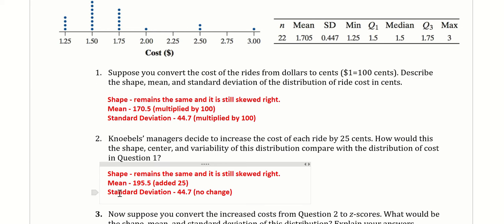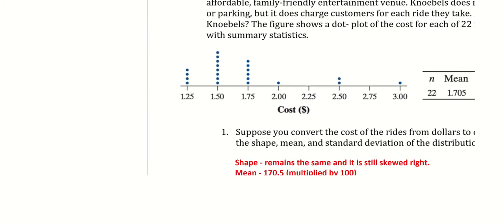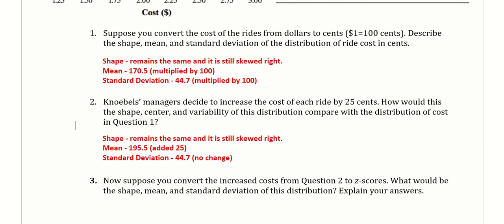The standard deviation, interestingly enough, though, didn't change. Now, why is that? Well, let's think about it. If the shape is still the same as in number 1, the variability shouldn't change. So by adding 25 cents, when you add or subtract a value, your standard deviation is unchanged. The only time your standard deviation does change is when you're multiplying or dividing.